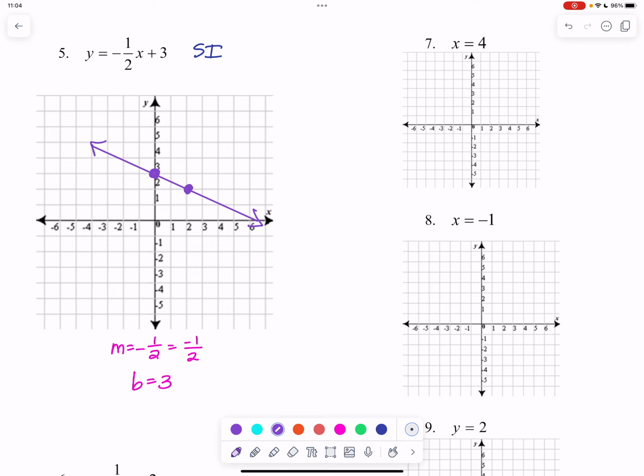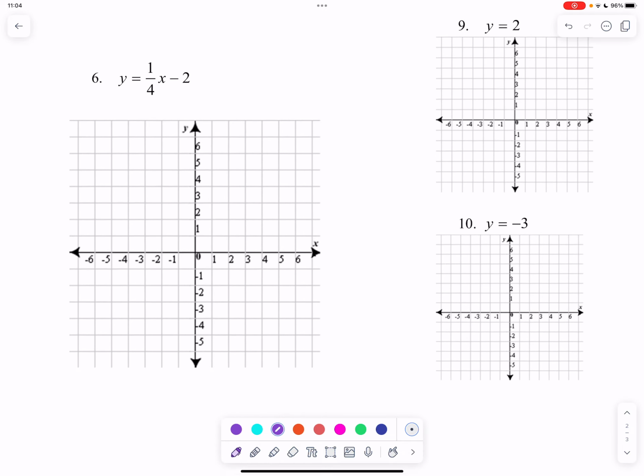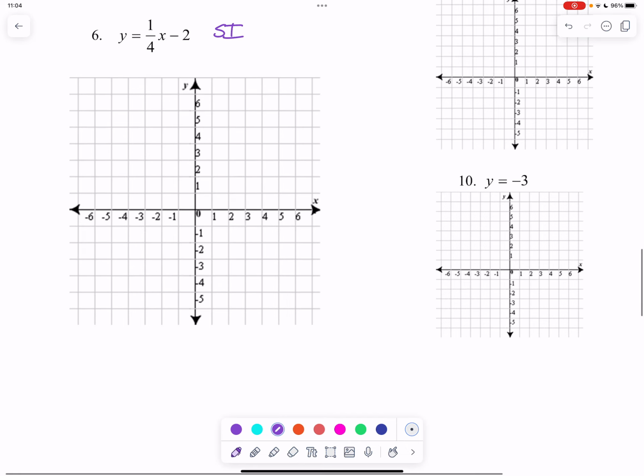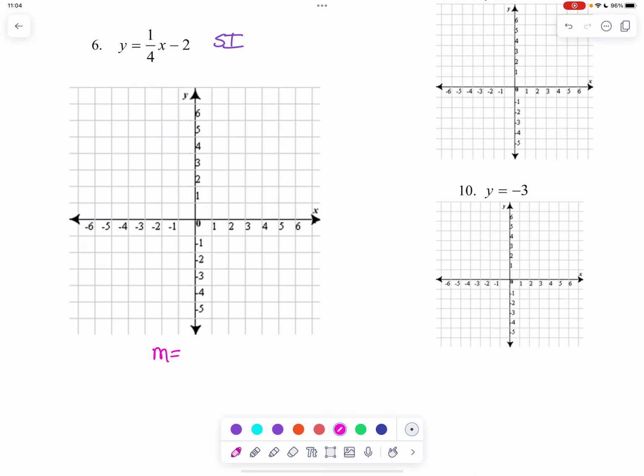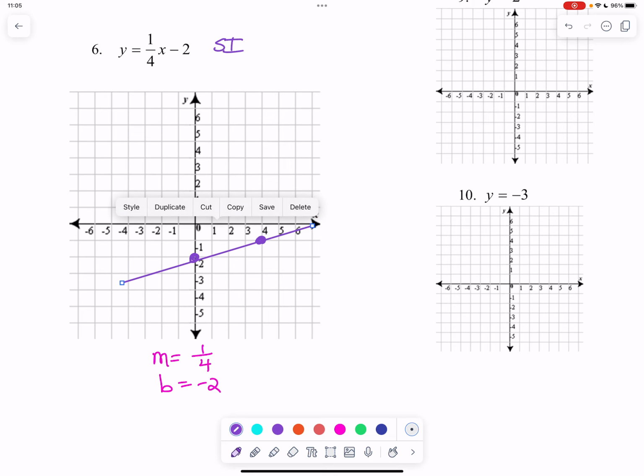Okay. Now let's go ahead and take a look at number 6. We are in slope-intercept form. We can go ahead and say we have a slope of 1/4 and a y-intercept of negative 2. So up 1 to the right 4. So this just gives us a lot of practice, not just graphing, but also recognizing the slope and the y-intercept given that equation.